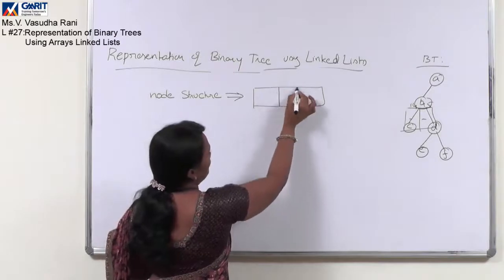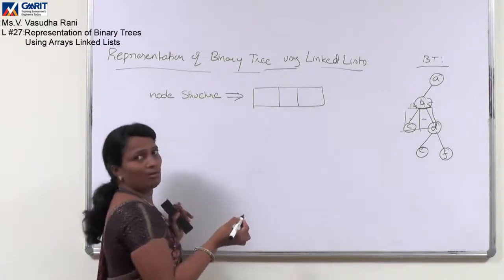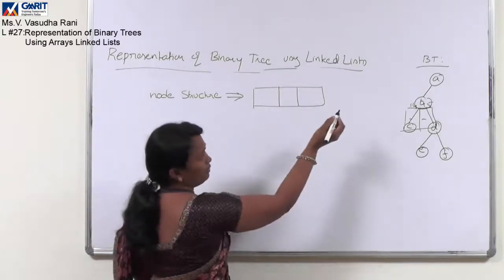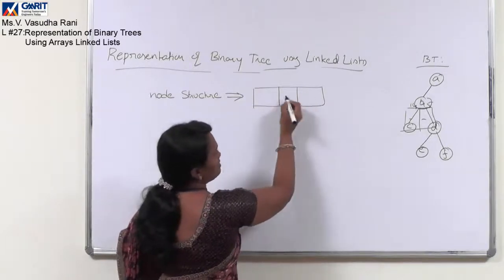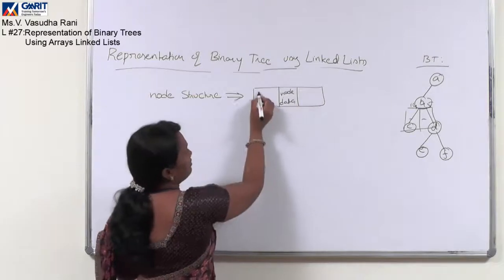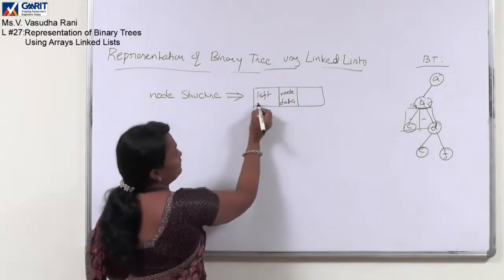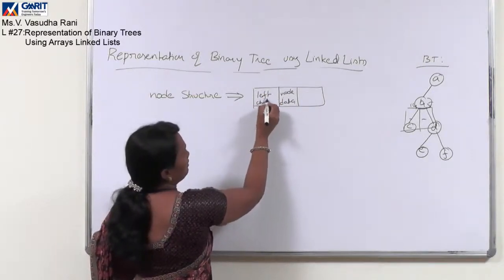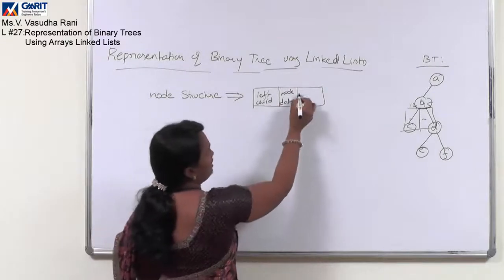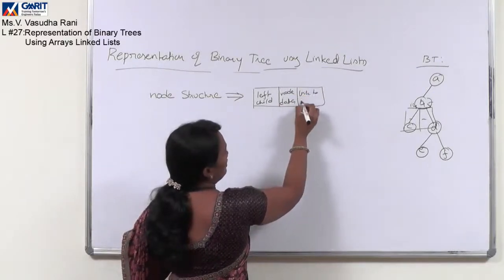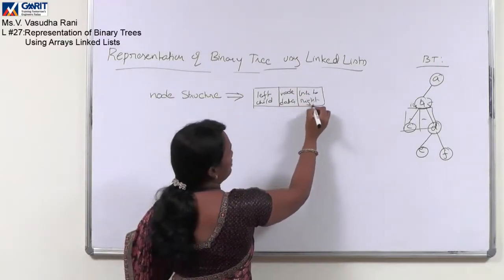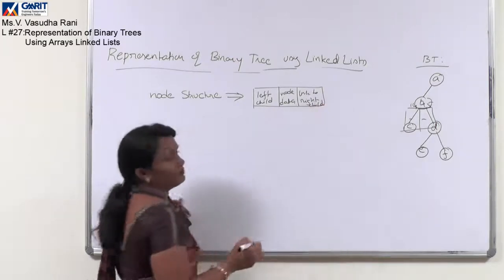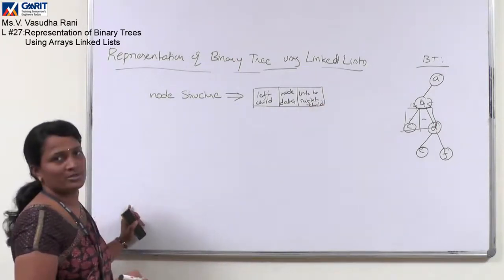The middle field will be the data field, or node element, node data. It is node data, and this will be your link to left child. This will be the link to right child. So this is the node structure.